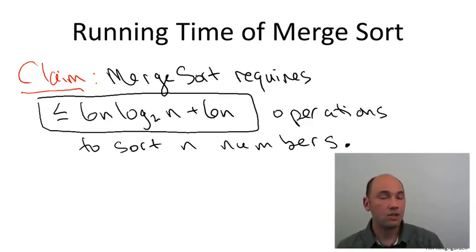Recall, in the simpler sorting methods that we briefly discussed, like insertion sort, selection sort, and bubble sort, I claimed that their performance was governed by a quadratic function of the input size. That is, they need a constant times n squared number of operations to sort an input array of length n. Merge sort, by contrast, needs at most a constant times n times log n, not n squared, but n times log n lines of code to correctly sort an input array.